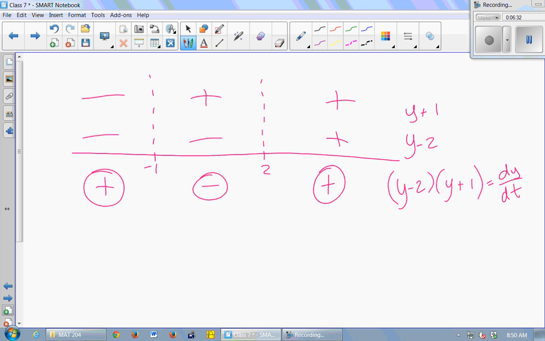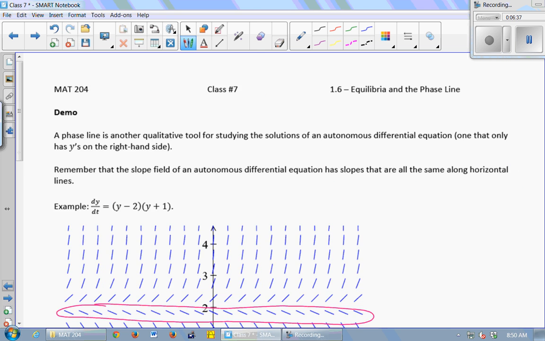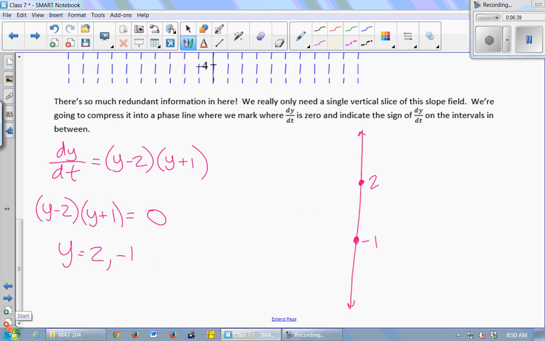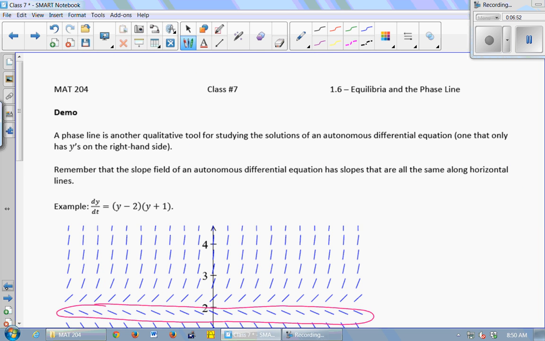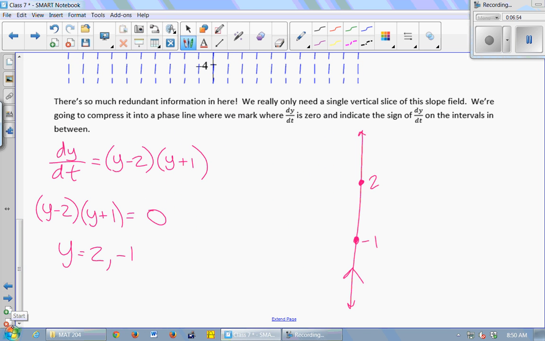So below negative 1, my derivative is positive. So let's go back to the phase line and indicate that. Positive, I'm going to indicate with an upwards pointing arrow. So my derivative below negative 1 is positive, so I have an upwards pointing arrow. Between negative 1 and 2, the derivative is negative, so I indicate that with a downward pointing arrow. And then when I'm bigger than 2, the derivative is positive, upward pointing arrow. This is a phase line.